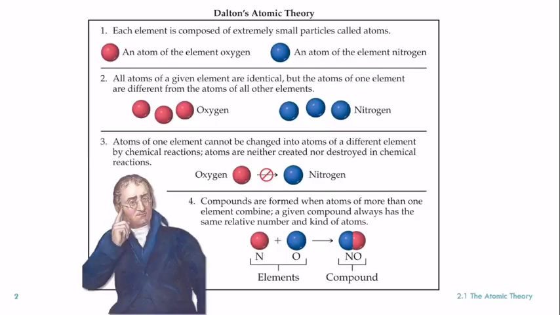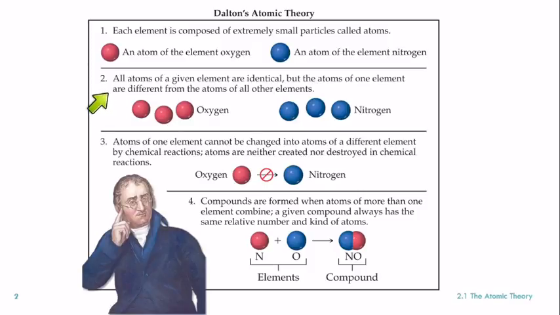So Dalton, I believe this was back in the early 1800s, was the first modern scientist to propose atoms. This idea came from a couple of guys back in ancient Greece, but then people didn't believe them, and so then we got all sidetracked for centuries. And Dalton comes around, and he's proposing this atomic theory. Each element is composed of extremely small particles called atoms. So here in this graphic, we're representing an atom of the element oxygen as a red ball and an atom of the element nitrogen as a blue ball.